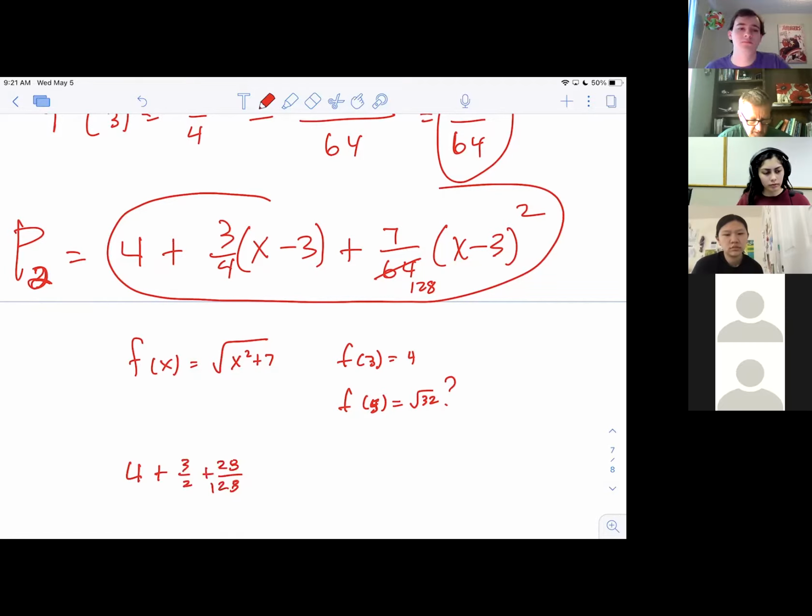So here's my estimate. 4 plus 3/2 plus 28 divided by 128. I just got approximately 5.719. There's my estimate. Notice that's pretty reasonable. 5 squared is 25, 6 squared is 36. What's the square root of 32 actually? According to your calculator, 5.657. Hey, that's pretty good. We only had 3 terms. We kind of wimped out early, and yet we still got a pretty decent estimate. You can kind of tell if we had one more term, it'd probably be awesome.